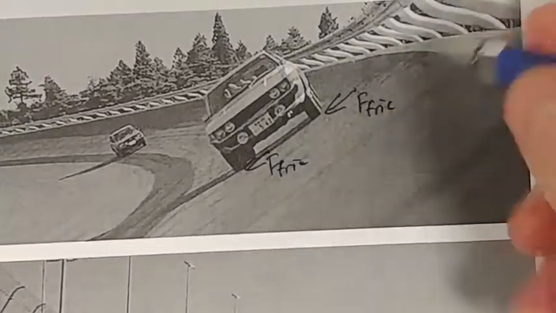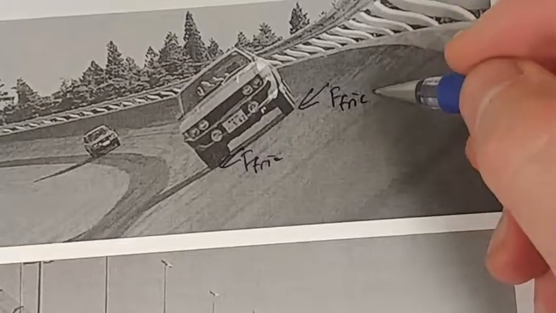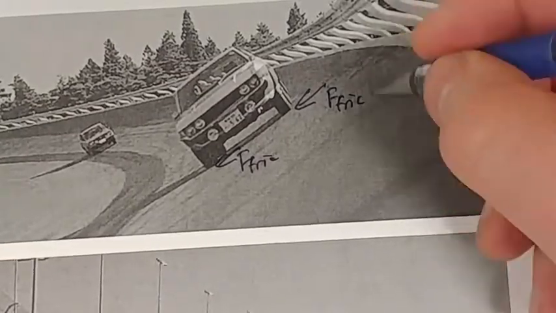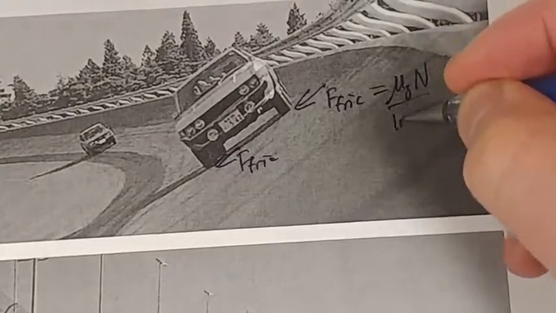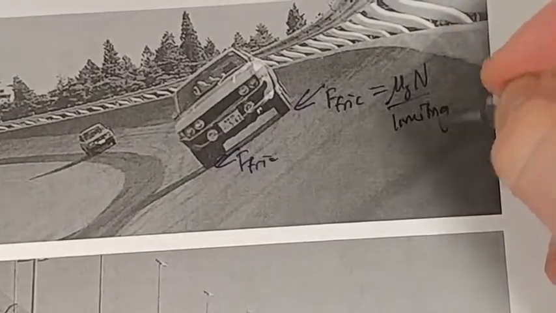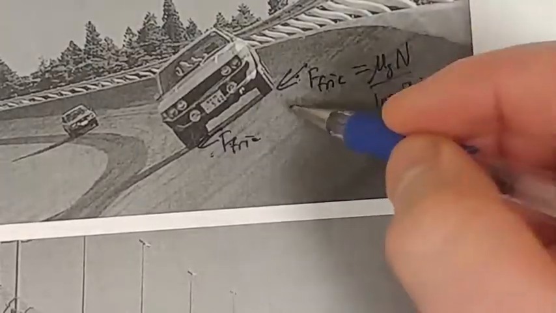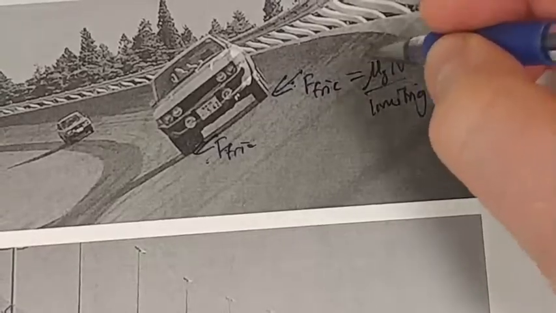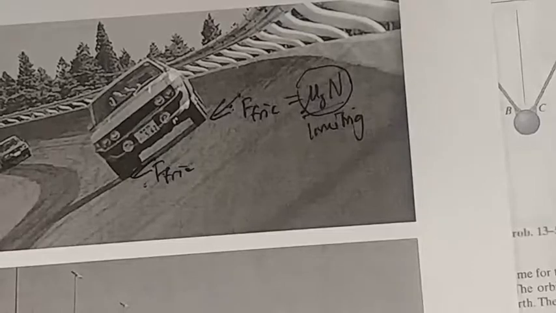If you keep going, you can keep going up until a maximum velocity where F friction reaches mu s n, which is your limiting static friction. It reaches the maximum friction. And if you increase the velocity a little bit more, you're going to go larger than this value, and you're going to begin to slide. So I hope that makes sense.